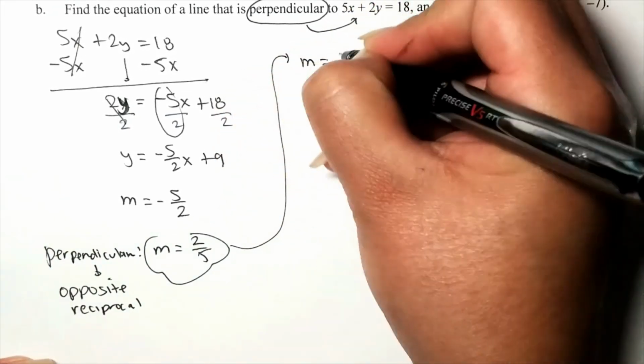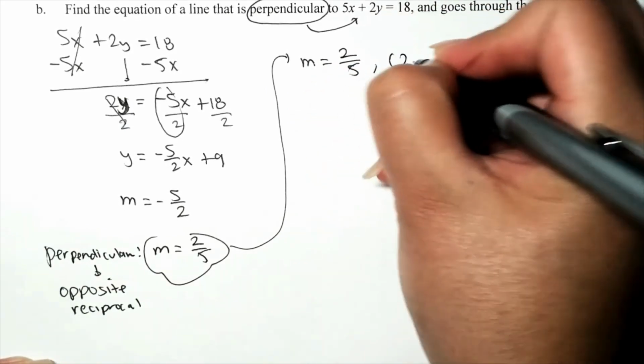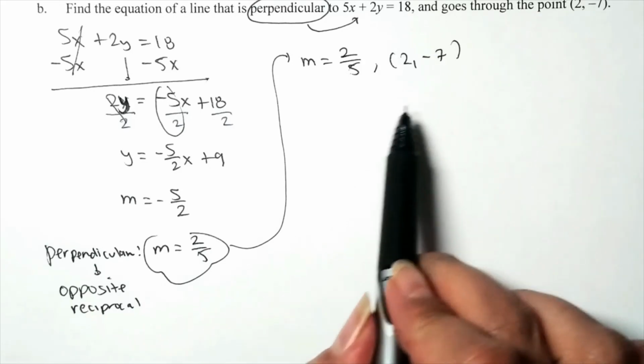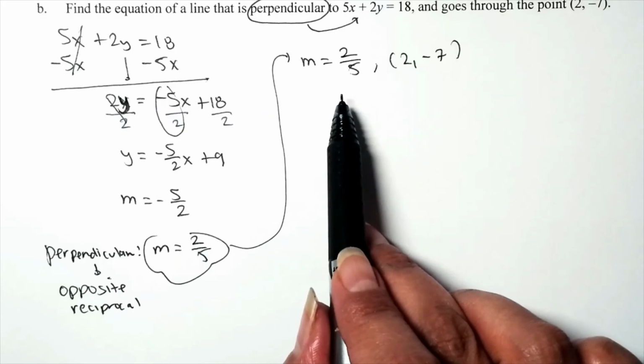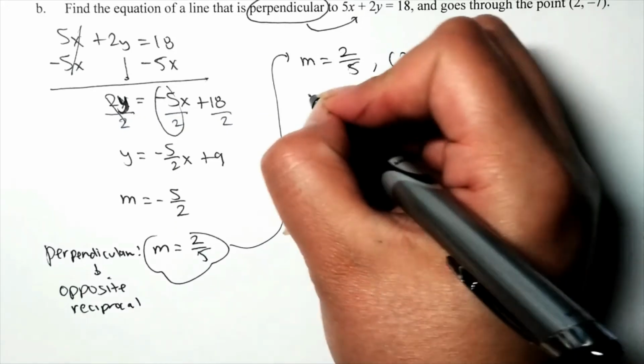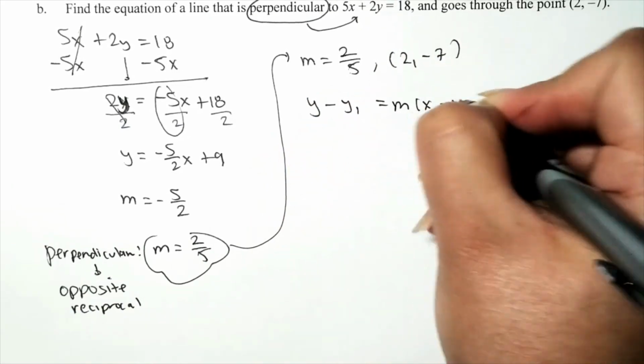Bring it all together, we have the slope. Thanks to our hard work, they gave us the point. So let's plug and chug for the last time this unit. Okay, to find the equation of a line, we need a point and we need a slope. To find the actual equation, we're going to use the point-slope formula. So we have y minus y1 is equal to m times x minus x1.